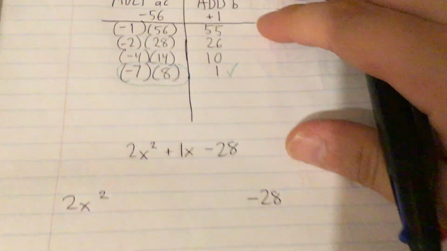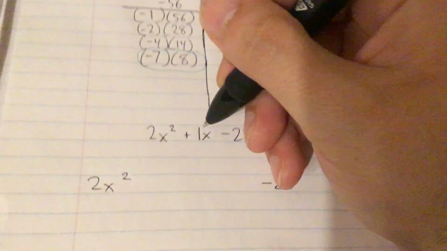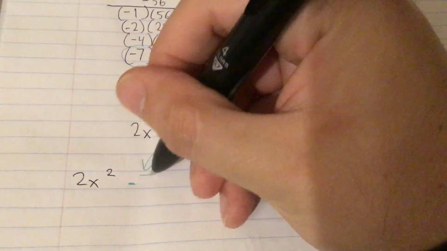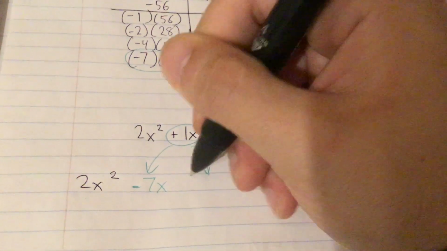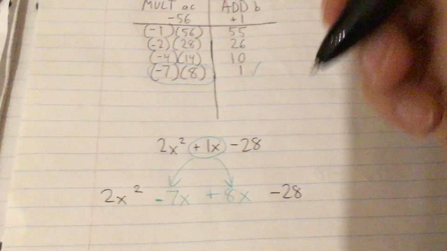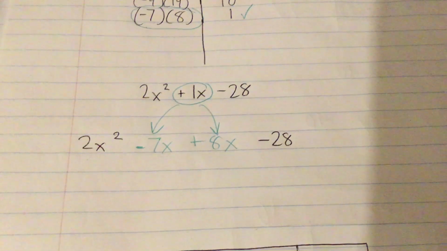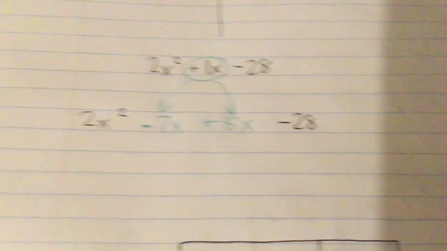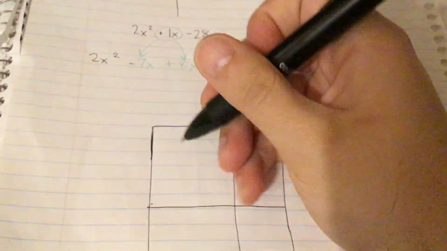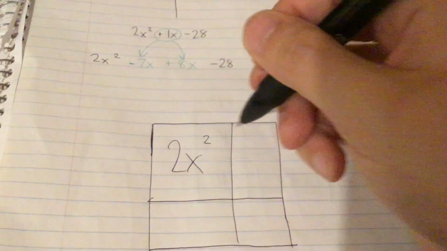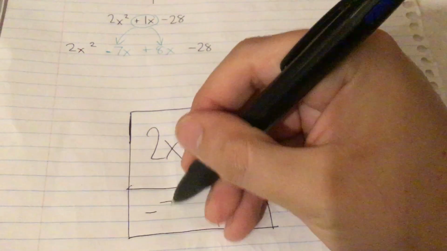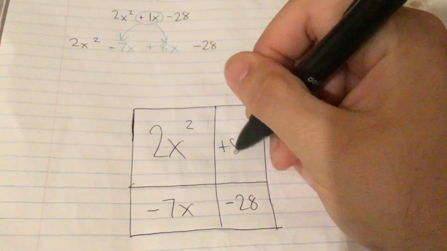Now then, what's so special about this? Well, that winning team is going to factor out into negative 7x, positive 8x. So now I've got 2x squared minus 7x plus 8x minus 28. Now I'm going to put all four of these into the rectangle. So I've got the big fella, 2x squared in the top left, negative 28 in the bottom right, and now let's put in negative 7x and positive 8x.